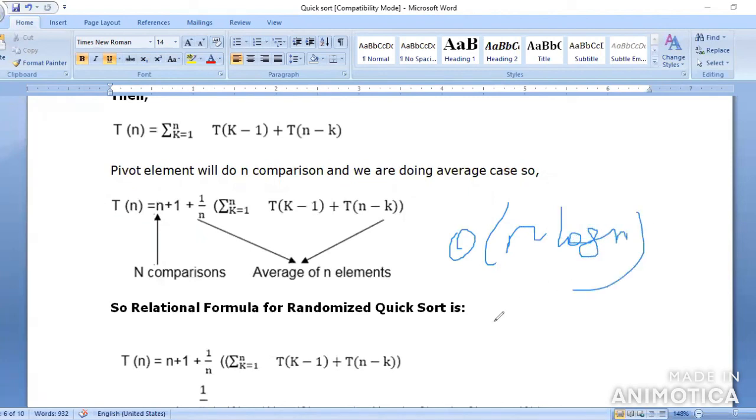I think you are solving this with the divide and conquer strategy, the general method. Based on the general method, the best case and average case time complexity of quick sort is n log n. The worst case is n square. So this is for the quick sort algorithm. The pivot element will do n comparisons. We are doing this for the average case. But this algorithm is not a faster method.